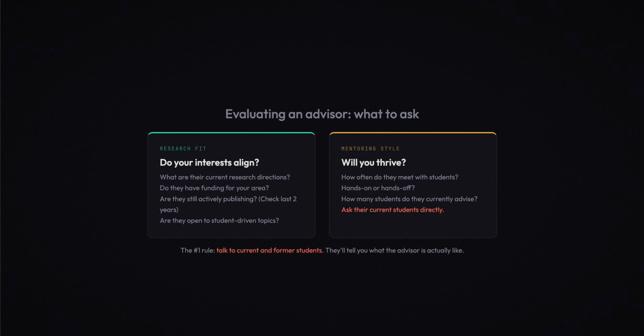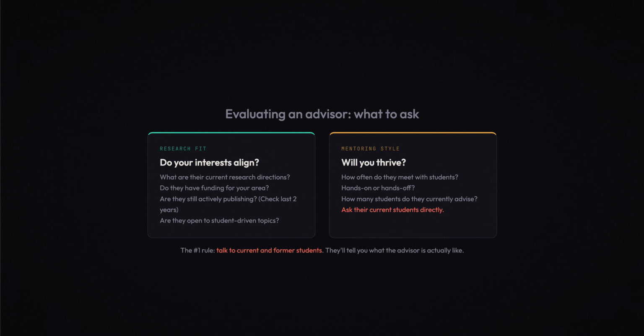But the single most important rule: talk to their current and former students, not the advisor. The students. Ask them directly what working with this person is like. The good advisors will encourage that conversation. The ones who try to prevent it, that's your answer right there.